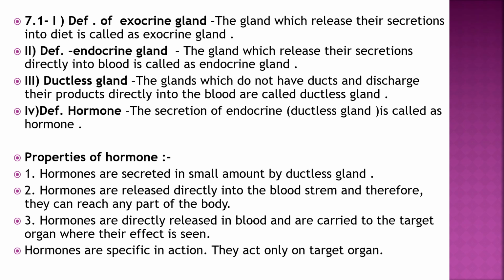So what is a gland? There are two types of glands. Exocrine glands release their secretions into a duct. Examples are the pancreatic gland or gastric glands. Endocrine glands release their secretion, called hormone, directly into the blood without a duct, so they are called ductless glands. Hormones are secreted in small amounts, released directly into the blood, carried to the target organ through the blood, and they are specific in action.